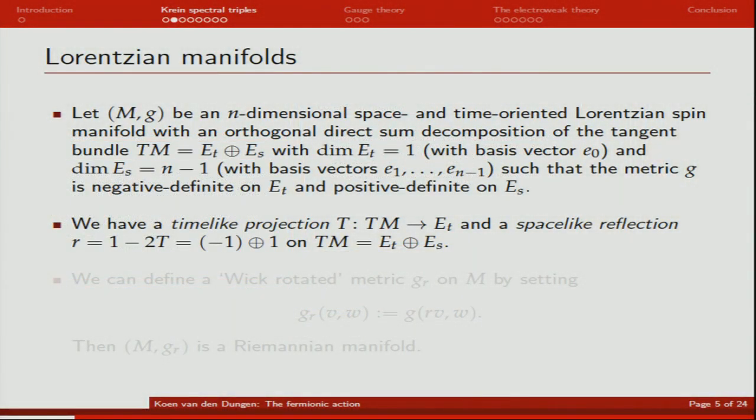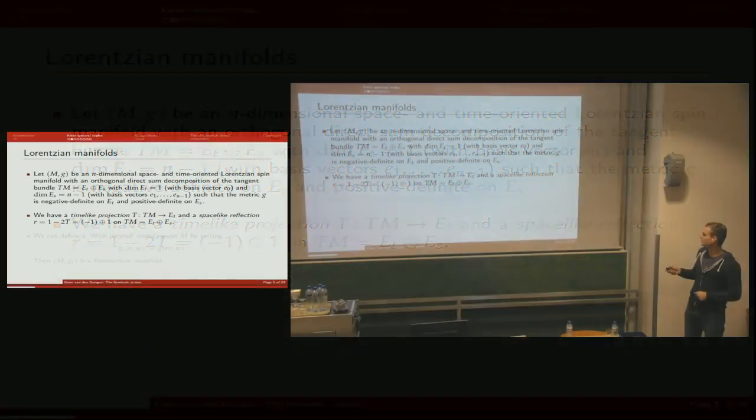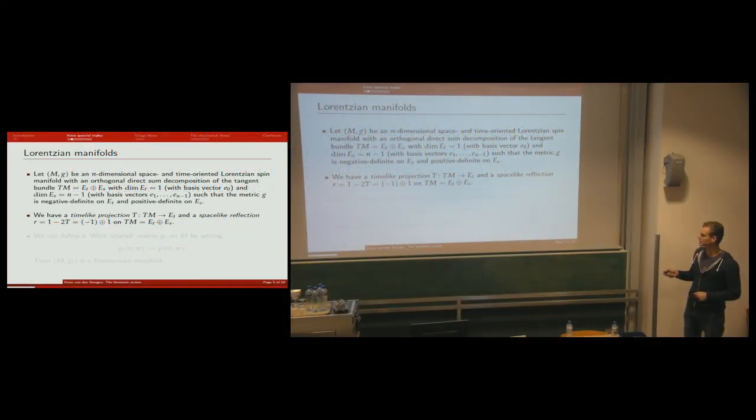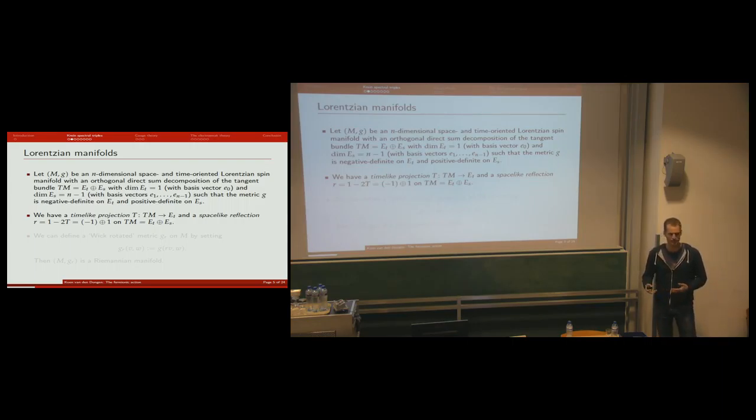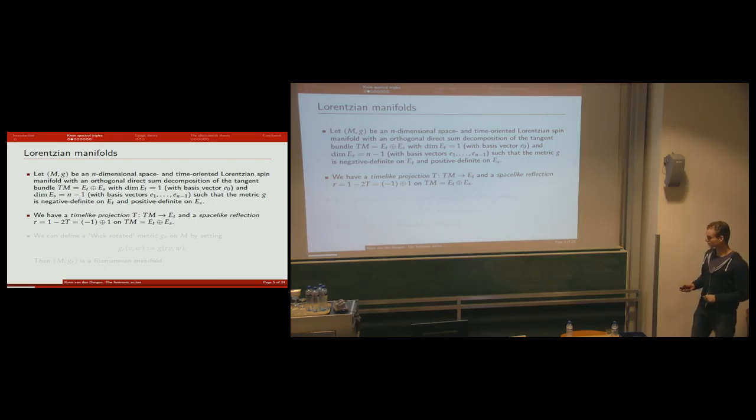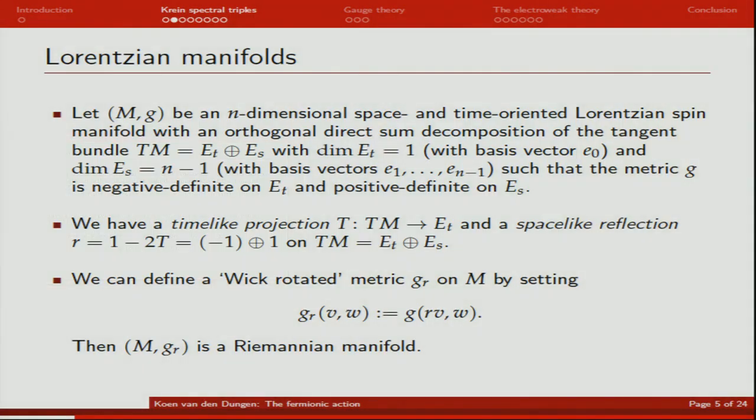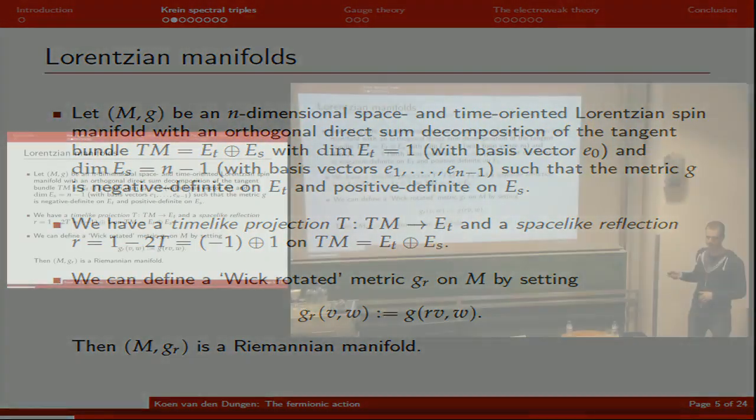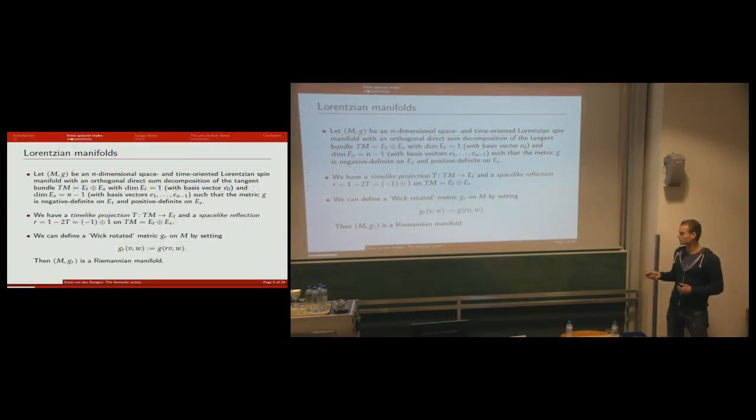Given a decomposition, I write a time-like projection operator, which just projects a vector to the time-like part. Equivalently, I can also define a space-like reflection, R, which just acts as +1 on the space-like vectors and -1 on the time-like vectors. Given such a space-like reflection R, I can define a Riemannian metric just by putting the R into the Lorentzian metric. Because the space-like reflection acts as -1 on the negative definite part, the signs cancel and you end up with a positive definite metric. Then M with the metric GR is a Riemannian manifold.